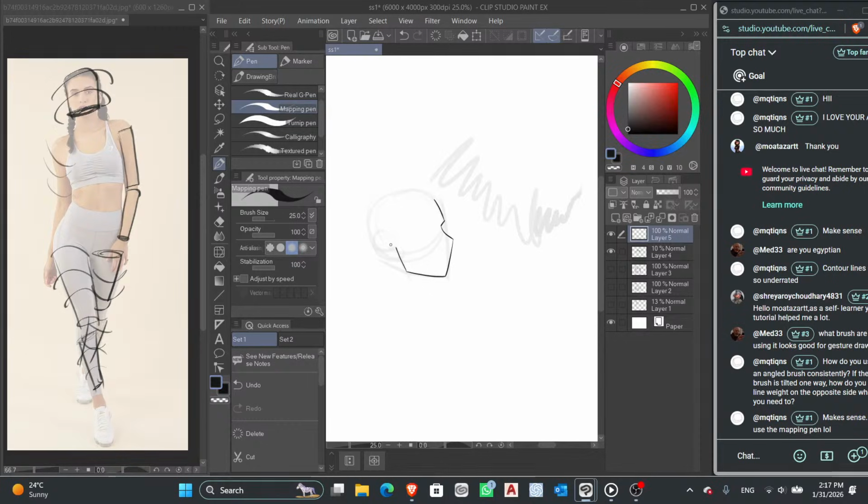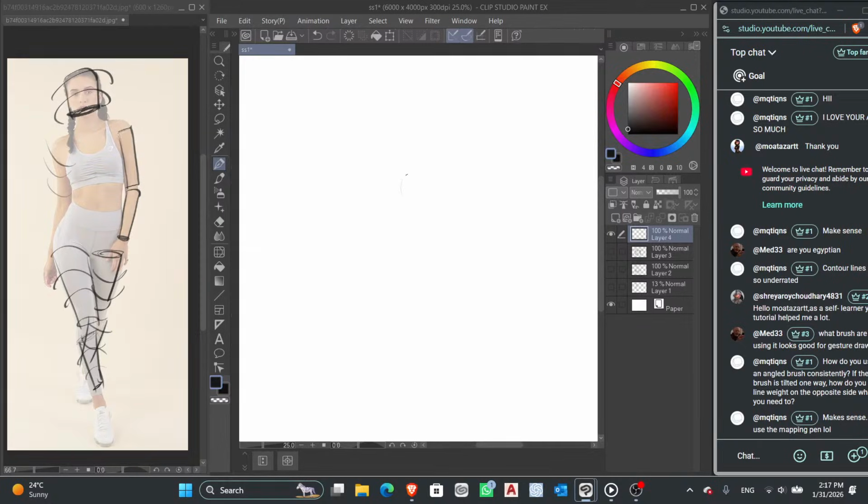Yeah, I use the mapping pen for most of the time. When someone asks for a clean line art, I go for the mapping pen. Otherwise, I sometimes use the calligraphy also for the clean lines, but since I'm used to it, I drop the size to the minimum and then go for clean lines. Whatever. It doesn't matter, but I like to make it free, to be free while drawing a gesture.